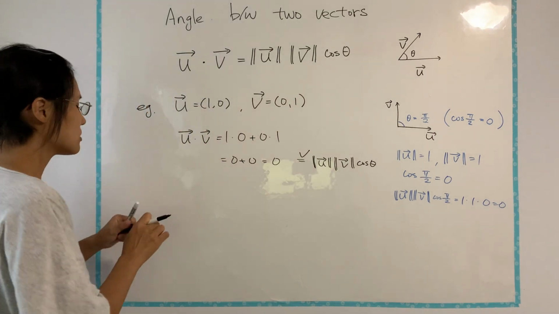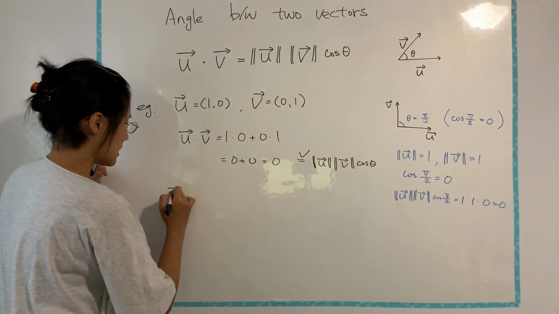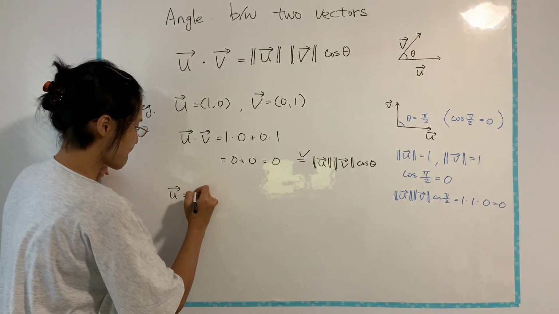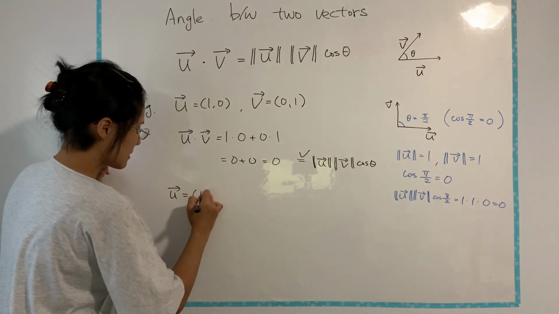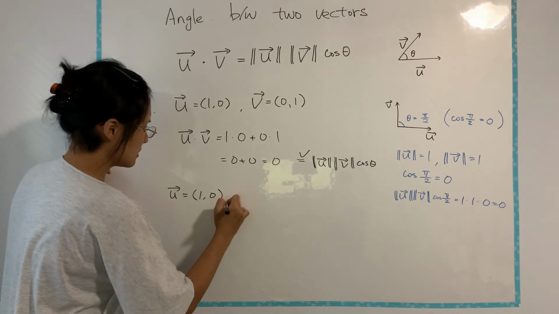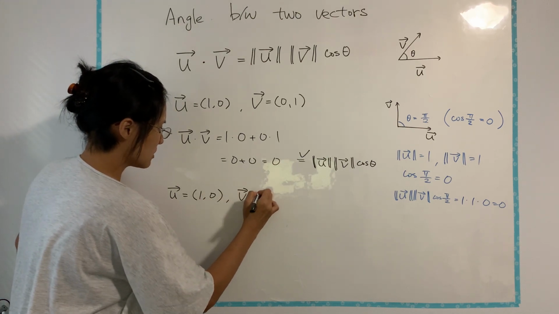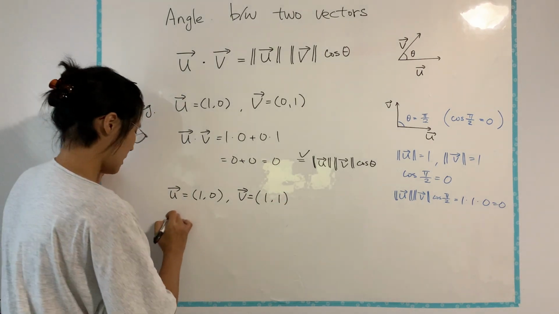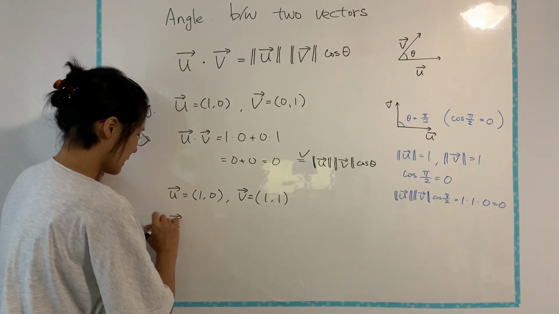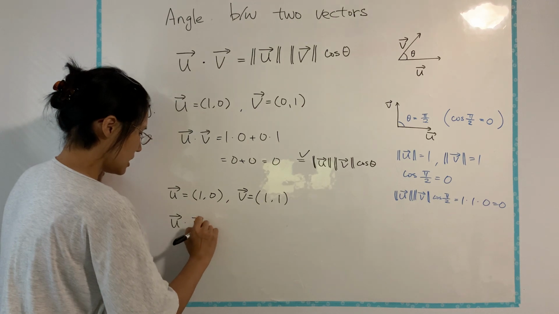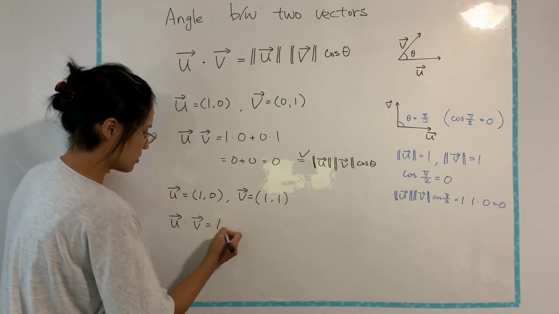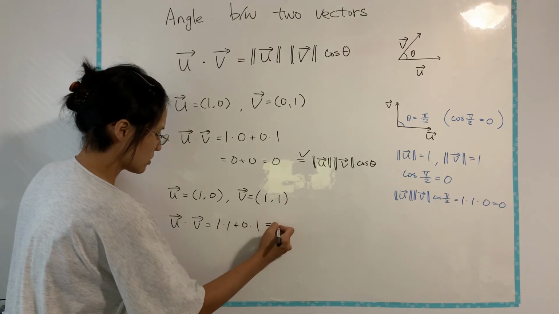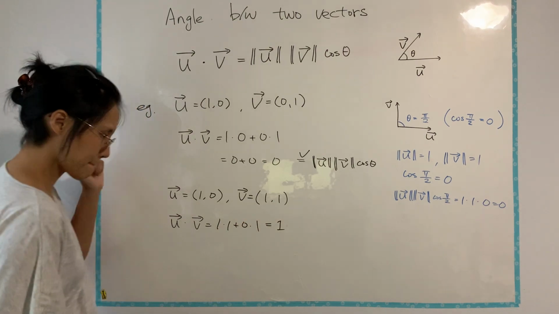Okay, so in general we can say, let's say u is equal to 1, 0, and v is equal to 1, 1. All right, so let's see what we get. U dot v, according to the formula, equals 1 times 1 plus 0 times 1, so that gives me 1. Okay.